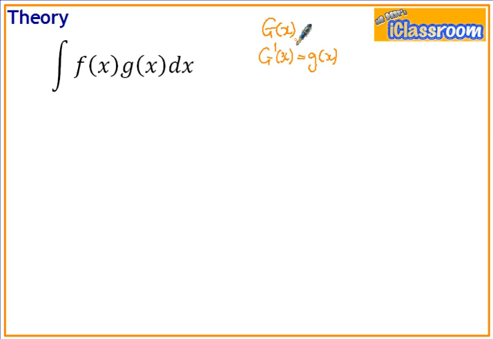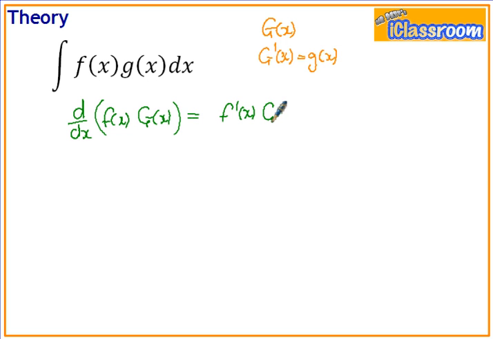Now, the place where we've come across products of functions before, when we've been doing calculus, is obviously when we've done differentiation. So let us now look at differentiating the product of functions. So let us differentiate f of x and my antiderivative. Now, applying the product rule to this, I end up with f prime of x times capital G of x plus f of x g prime of x.